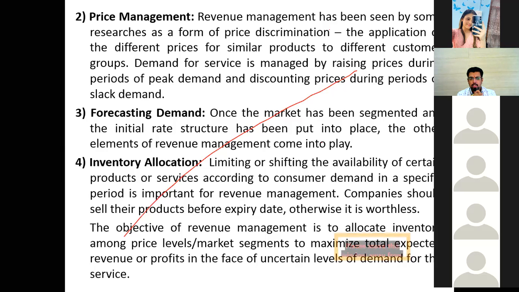Companies should sell their products before the expiry date, otherwise they are worthless, no doubt. So whatever inventory you maintain in your organization, before any expiry date you need to distribute those products to your customers, or to the wholesaler or retailers. Then they will take care of your product. The objective of revenue management is to allocate inventory among the price levels or market segments to maximize total expected revenue or profits in the face of uncertain levels of demand for the service.